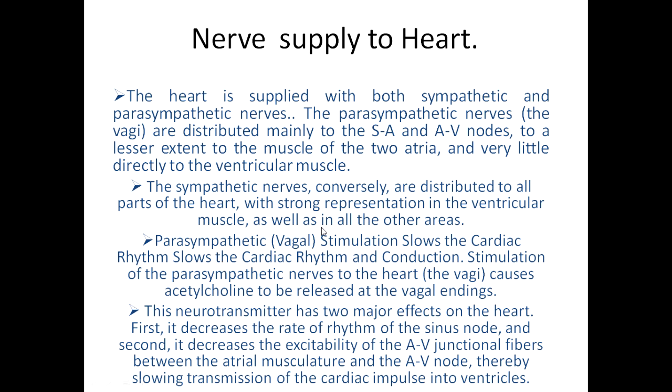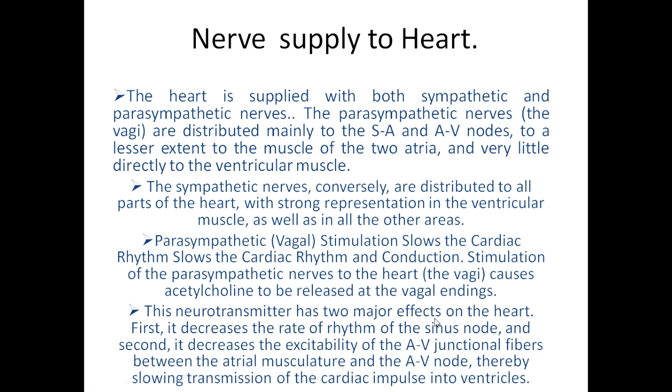What will happen if there is parasympathetic stimulation, also called vagal stimulation, because the parasympathetic system is controlled by the vagus nerve? When there is any vagal stimulation, it slows the cardiac rhythm and conduction. Stimulation of the parasympathetic nerves to the heart causes acetylcholine to be released at the vagal endings. So whenever the vagal nerve is stimulated, it releases the neurotransmitter acetylcholine at the vagal nerve endings.